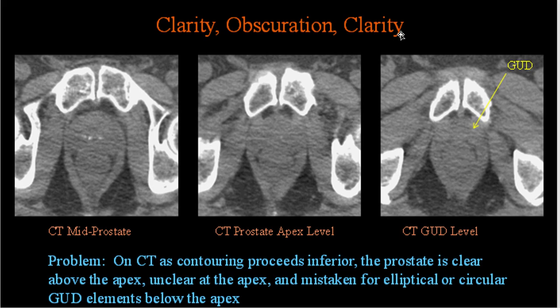Clarity, obscuration, clarity. Problem, CT of the mid-prostate, prostatic apex, and at the genitourinary diaphragm level. On CT, as contouring proceeds inferiorly, the prostate is clear above the apex, unclear at the apex, and mistaken for elliptical or circular genitourinary diaphragm elements below the apex.